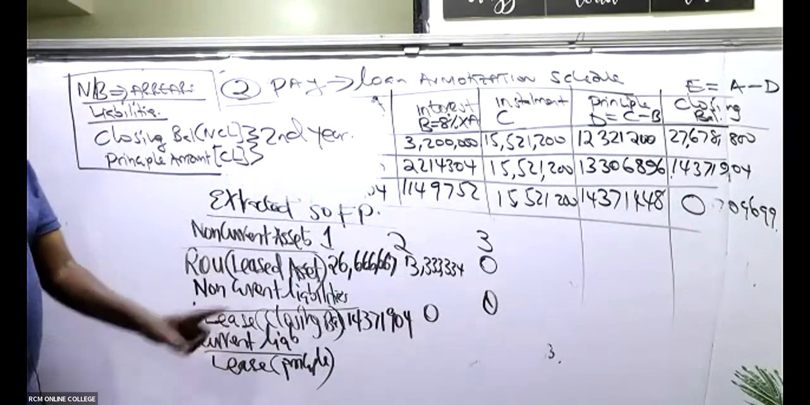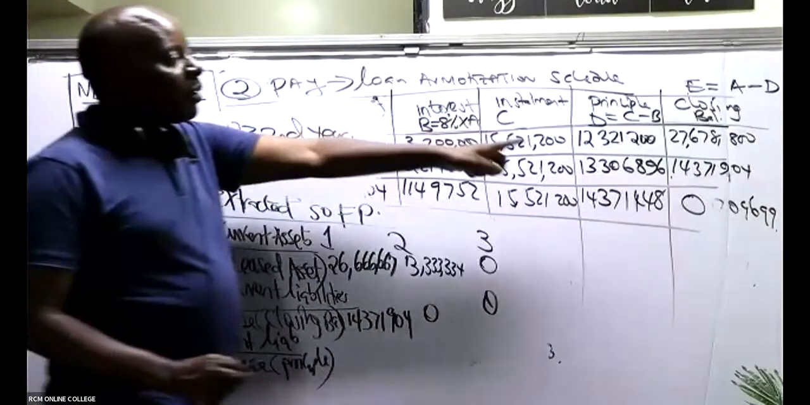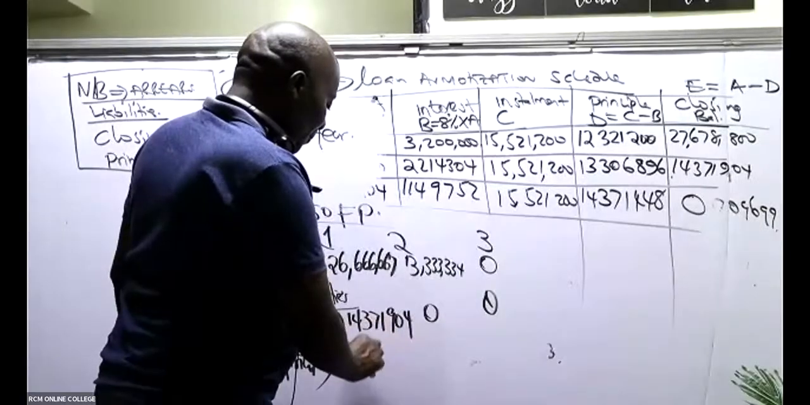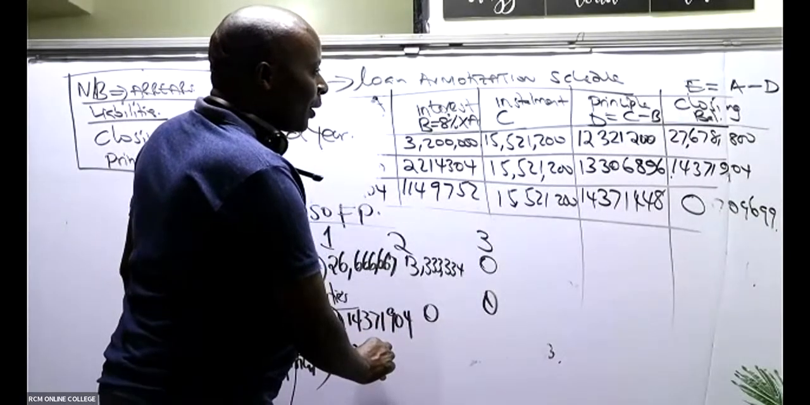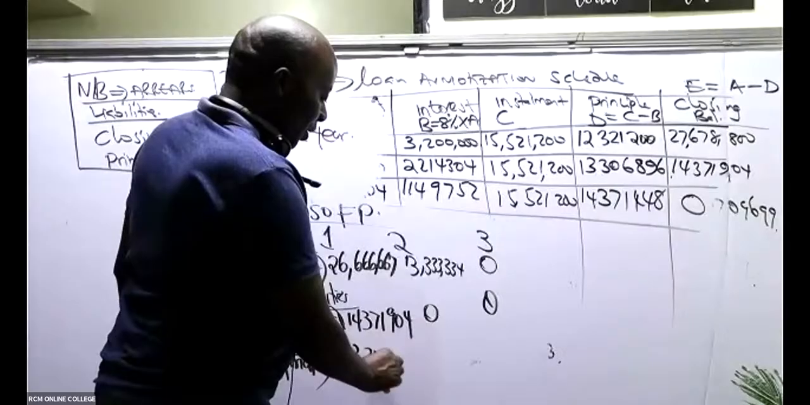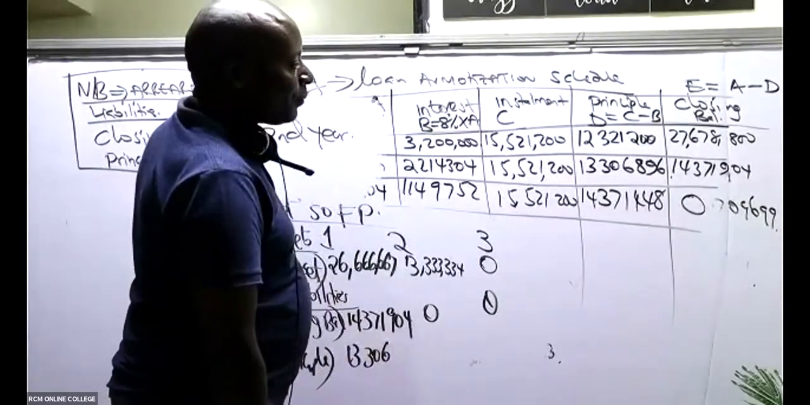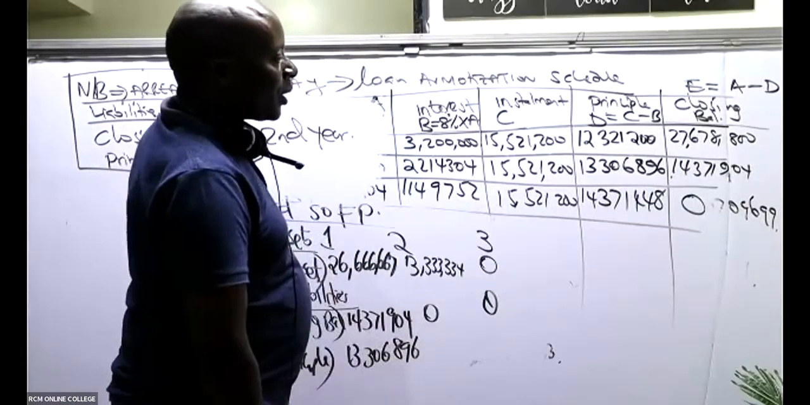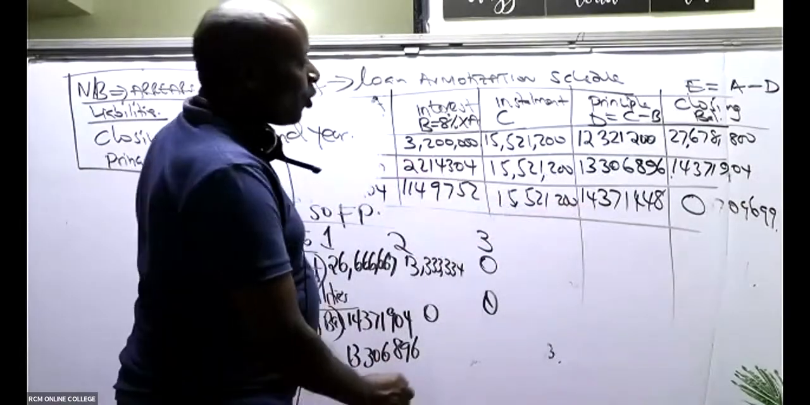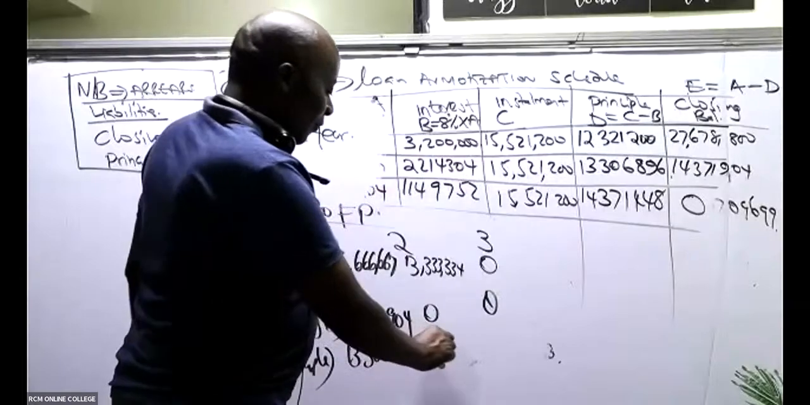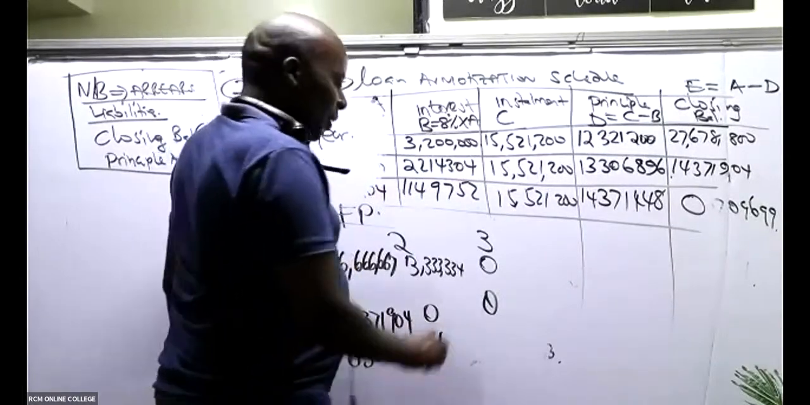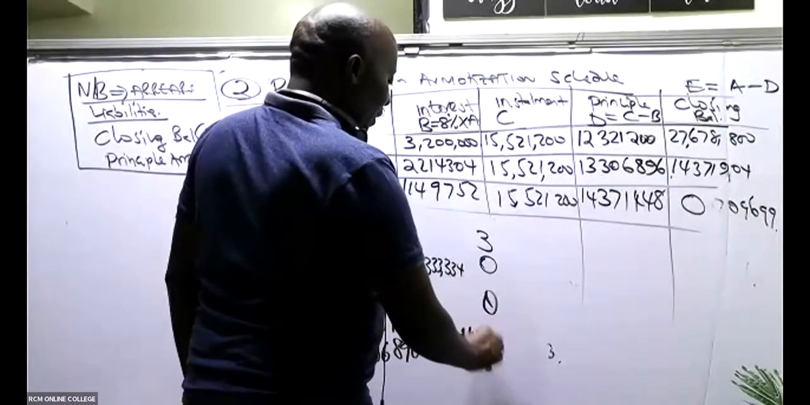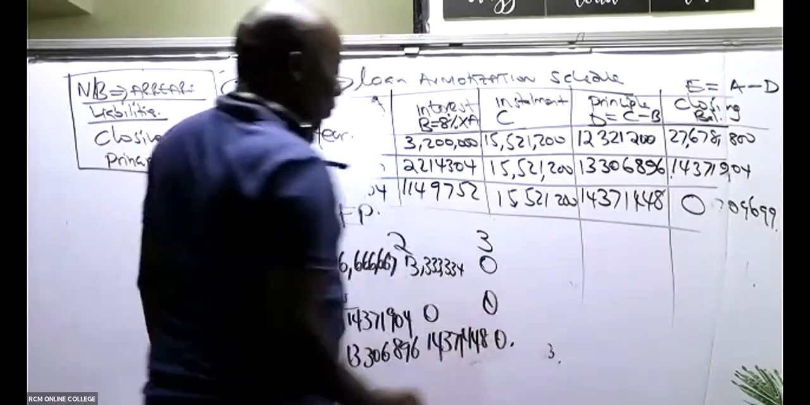And for the principal amount, you also start from year 2. You say 13,306,896. And for this one here, always ignore year 1. Then 14,371,448. The other one is 0 because there are 3 years.